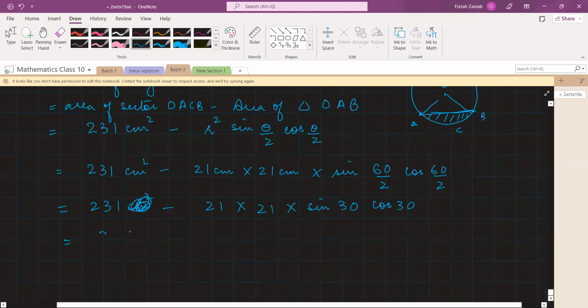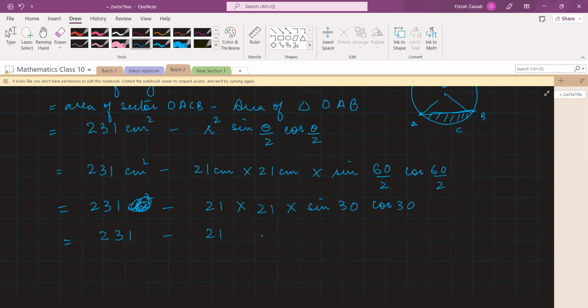Okay, so 231 minus, so 21 into 21 into sine 30 is half, right? And cos 30 will be root 3 by 2. So this will be root 3 by 2. Is that clear? Yes, teacher.